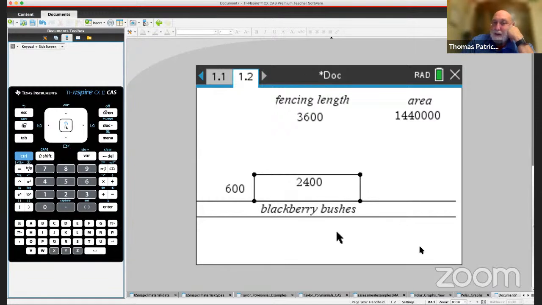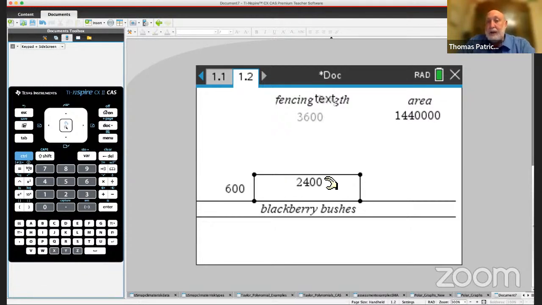What I did was got your blackberry bushes here, and we've got the fencing on three sides. And the fence, what I did was just add up the fencing length. So it'd be two times the 600 here and the 2400. So there's 3600. And I think that was the constraint. We had to keep that.